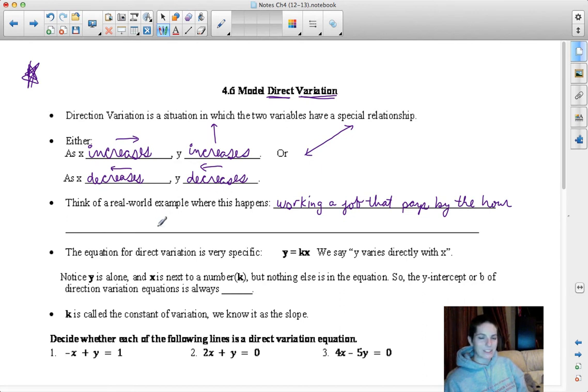Alright, interesting. Think of a real world example where this would happen. Well, Mrs. Sturgeon, did you see your arrows? Y cannot go to the left. Y would have to go down. We need to fix that. Decreases. I'm going to take this extra line out. Not particularly a fan.